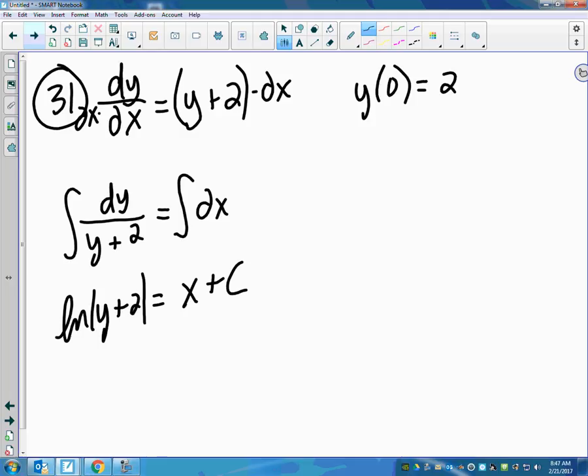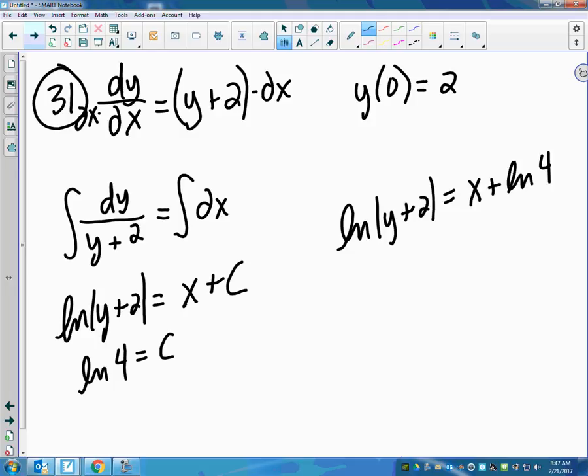And again, you have options. You can try to solve for y now, or you can solve for c first and then y. I tend to solve for c first. The book doesn't always do that, but this is my x and this is my y. So I would say that this is ln of 4 equals just c. So I have ln of y plus 2 equals x plus ln of 4. And then I'm trying to solve for y, so I get e to both sides. That cancels this out. And I just get y plus 2 equals e to the x plus ln of 4.